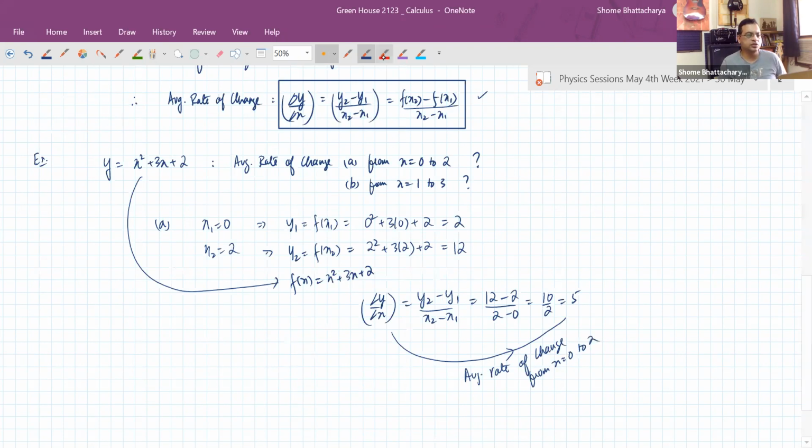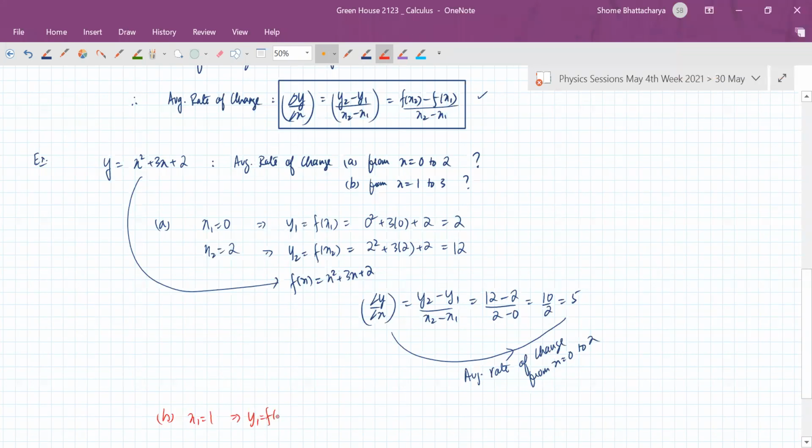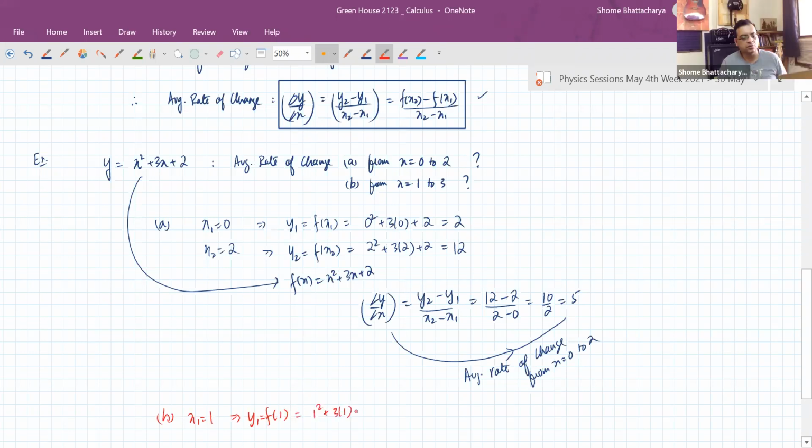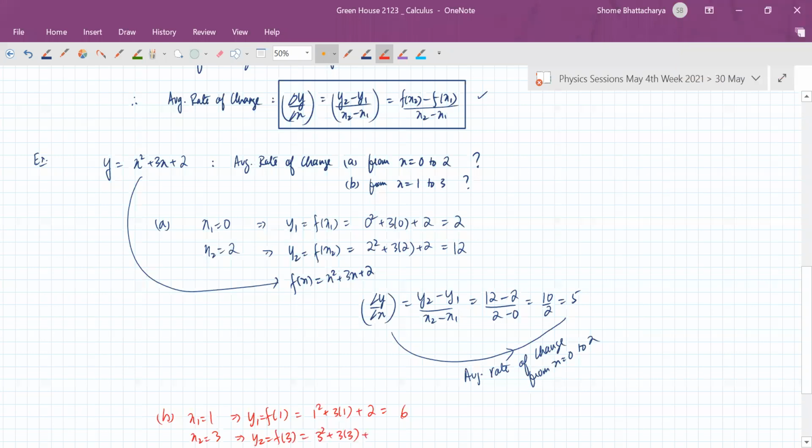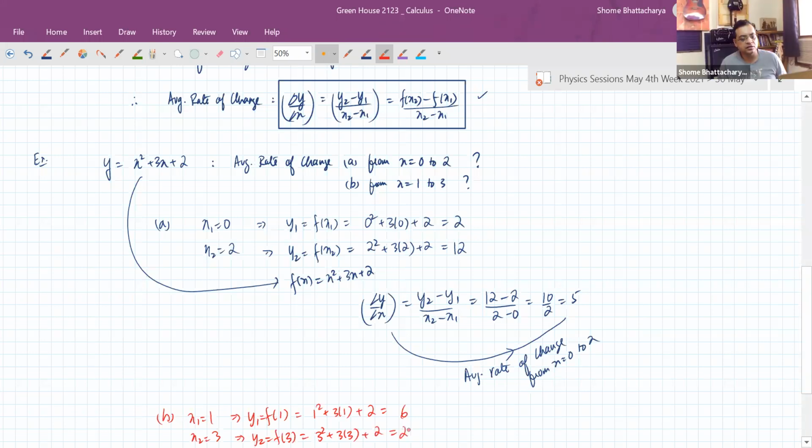Now, the same thing you have to repeat for the second part also, but taking the value of x1 as 1 this time. So y1 becomes f of 1. Okay. So that is 1 square plus 3 into 1 plus 2. So that's 1 plus 3 plus 2, which is 6. Okay. And x2 is 3. So y2 is f of 3. That's 3 square plus 3 into 3 plus 2. So that's 9 plus 9, 18 plus 2, 20.